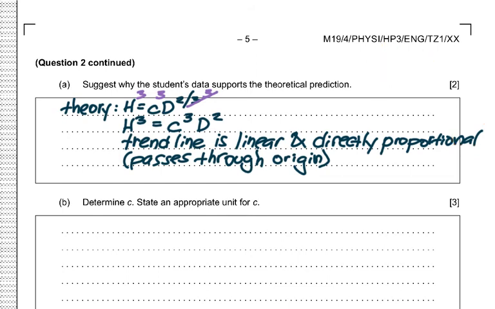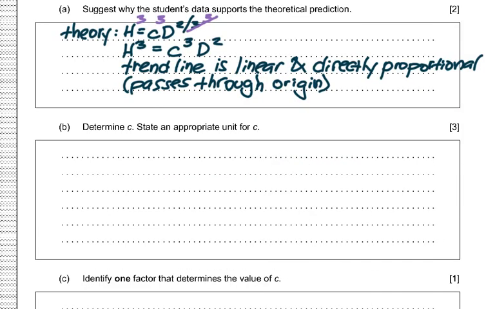So again, the 2 points are figuring out where h to the 3rd is c to the third d squared comes from, starting with the original theory, and then the second point is for saying that the trend line is linear and directly proportional, which goes to the graph, the h to the 3 equals c to the third d squared. If it did not pass through the origin, there would need to be an extra coefficient with that. Now B wants to know, find out what C is, and then also figure out the units for C.